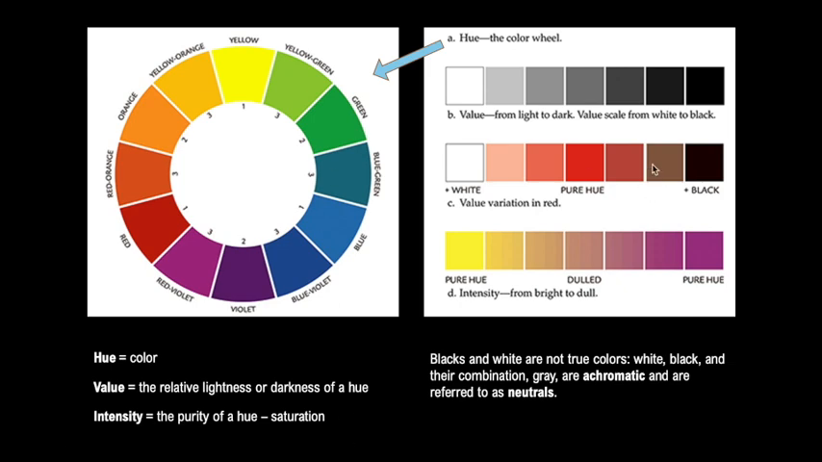You can see here at the top the value going from white to black, a variation in red, right? So we can see white, it's pink. Here's the pure hue, as pure as it can be, its most saturated and brightest. Then as we add in the shades, look, they get darker. Here's intensity down here. Pure hue, and they become dulled when you dirty them, when you mix them.